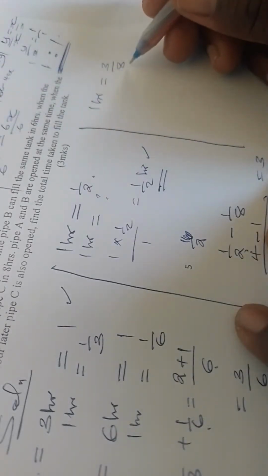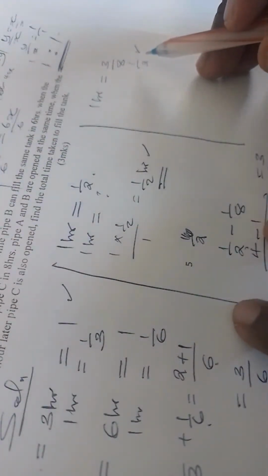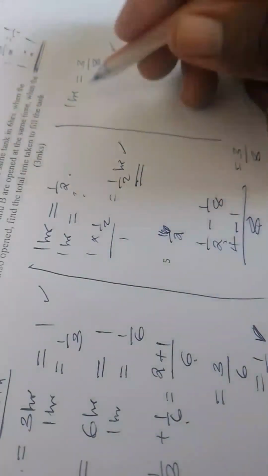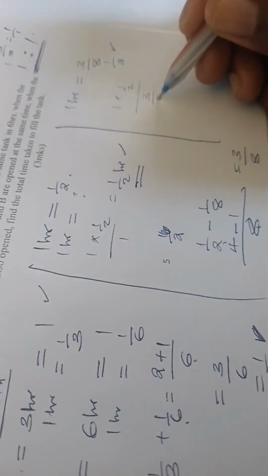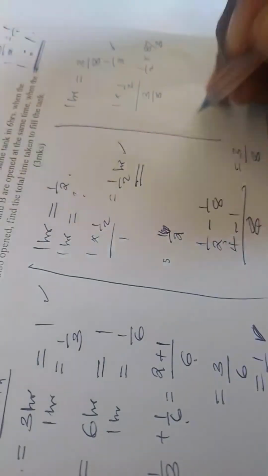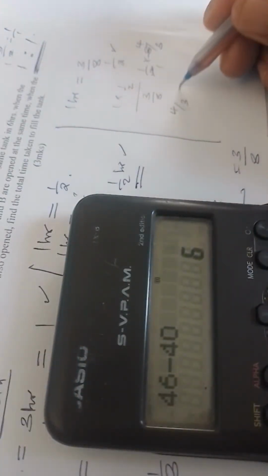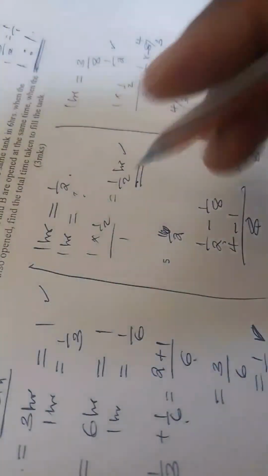What about 1 over 2? Remember, the fraction that is remaining to be filled is a half. We need to find the time taken for all that if all the taps are open. So this will be 1 times 1 over 2 over 3 over 8, which is the same as 1 over 2 times 8 over 3. That gives 4 over 3, which is the same as 1 and 1 over 3 hours. Then we have been told to find the total time.